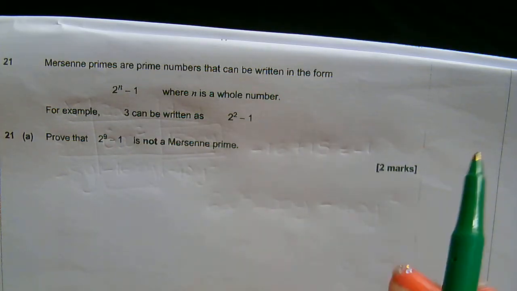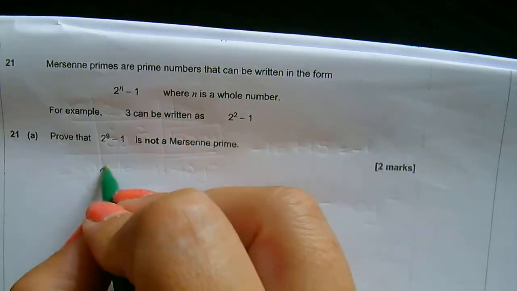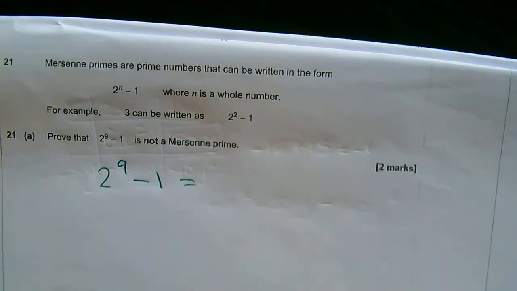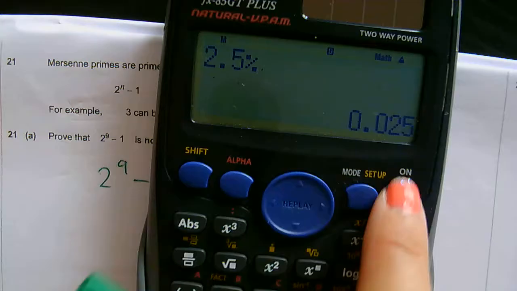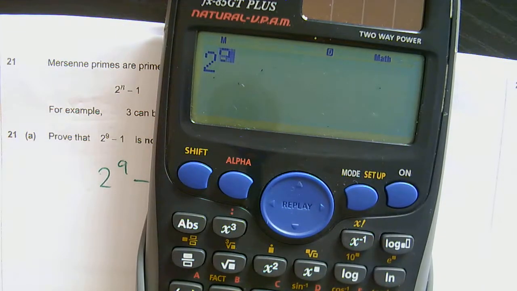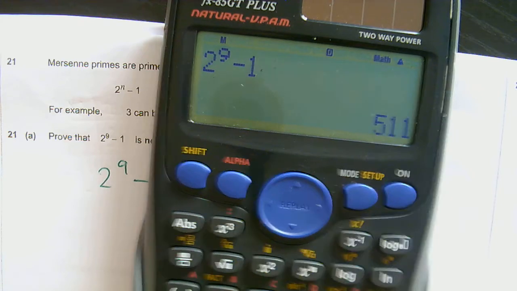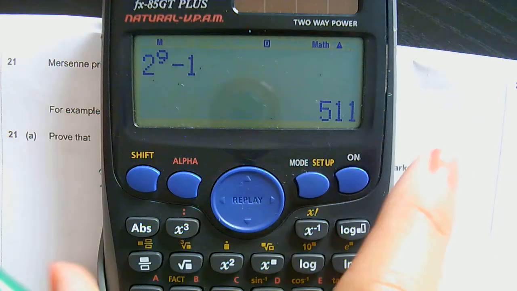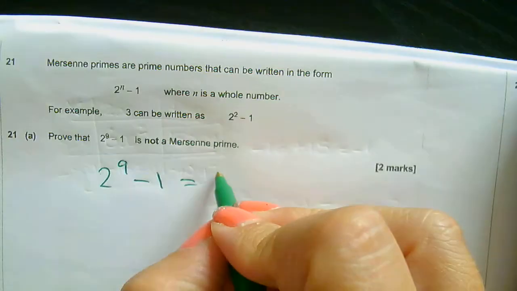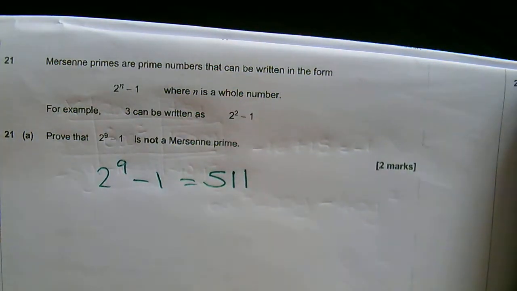Prove that 2 to the power of 9 minus 1 is not a prime, a Mersenne prime. So let's have a look at that. 2 to the power of 9 minus 1, what does that equal? Well, 2 to the power of 9, just on the calculator, minus 1 equals 511. So we need to prove that that is not prime.